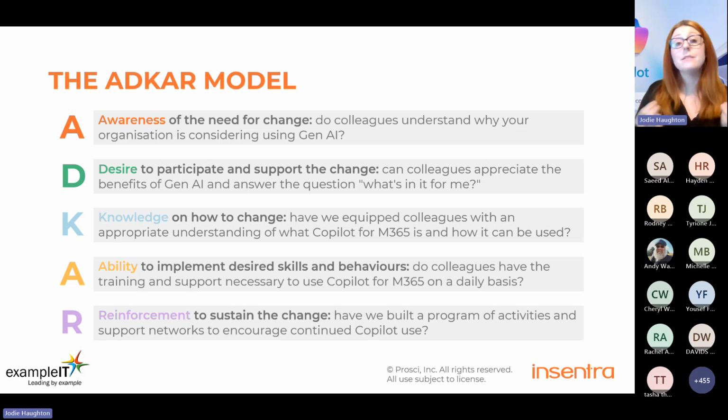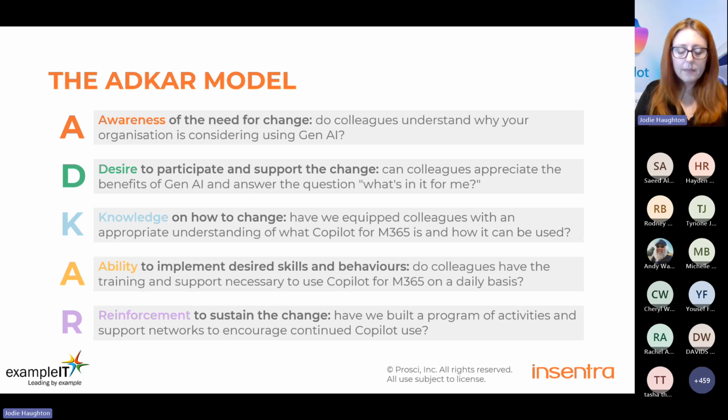Do your colleagues and users understand why your organization is considering using generative AI? Now, this can be at the strategic level, this can be at the operational level, but it's really important from day one that as an organization, you have that strategic understanding of where you want to go and why you're doing it. From there, we start looking at desire to participate and support the change.